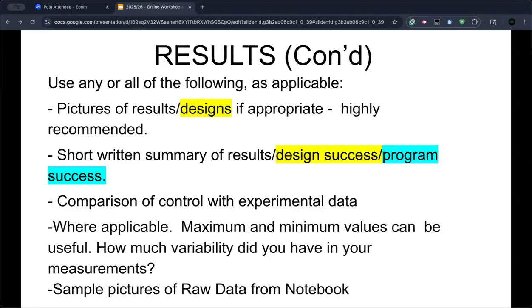And you also need to make sure you compare your control with your experimental data. And if it's applicable, you should include maximum and minimum values. So how much variability did you have in your measurements? And if you have some raw data, some pictures of it or sample pictures from your notebook could also really be helpful.